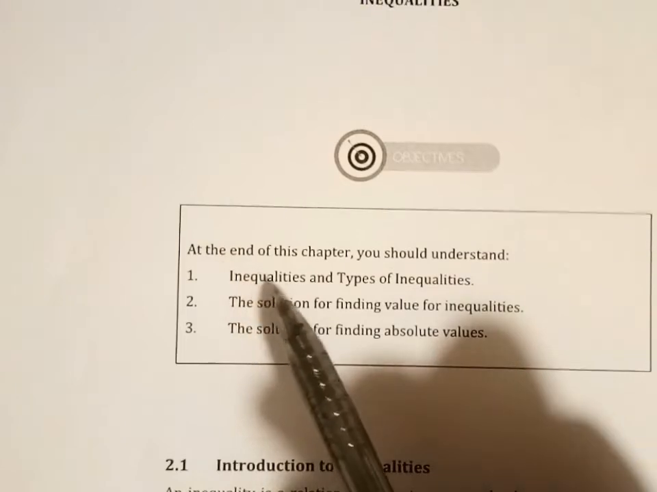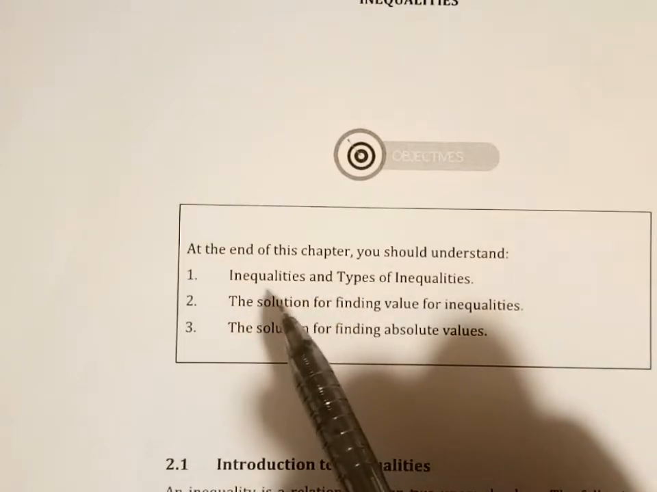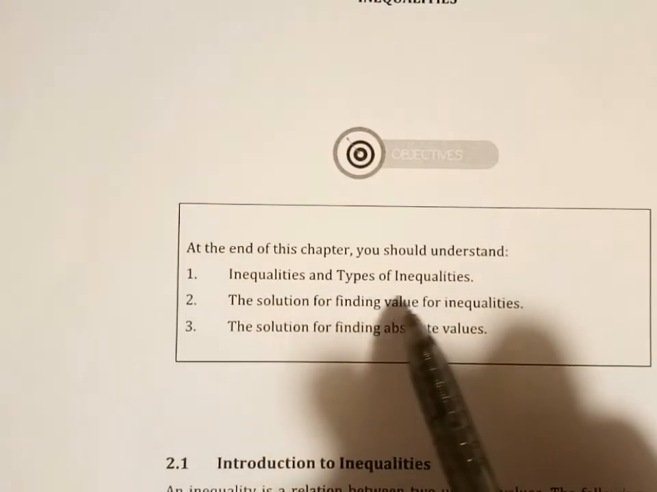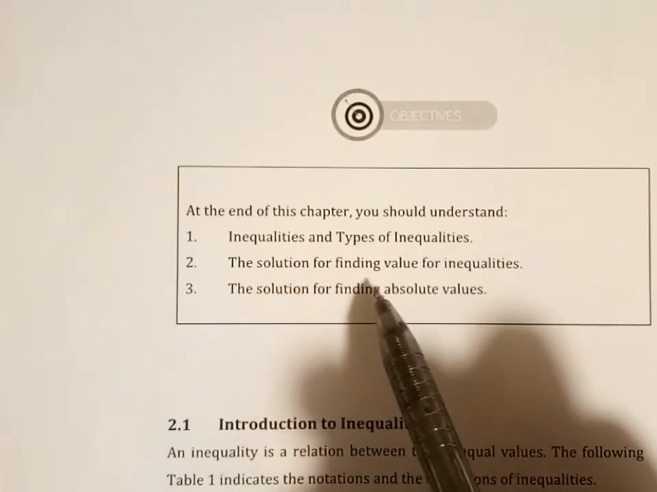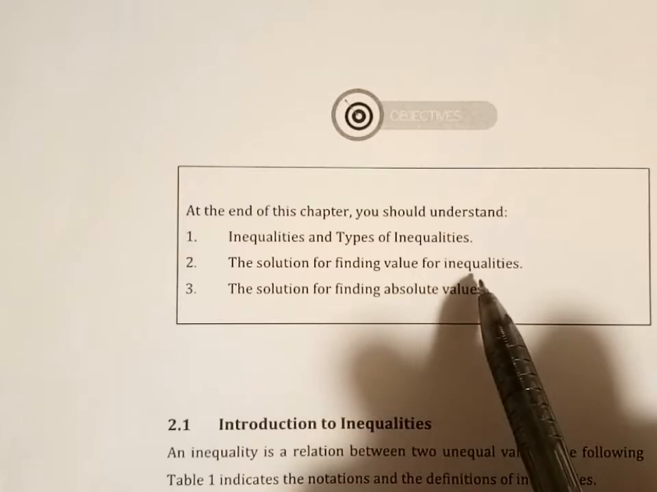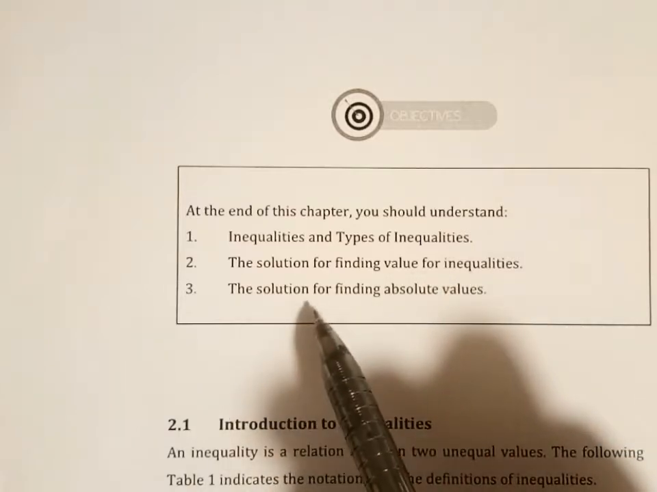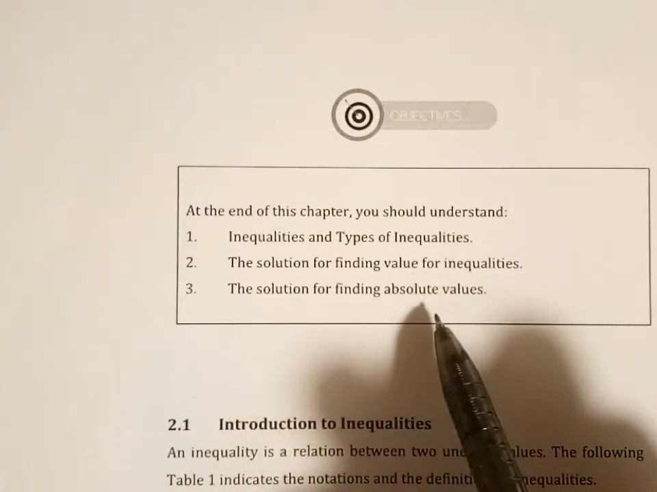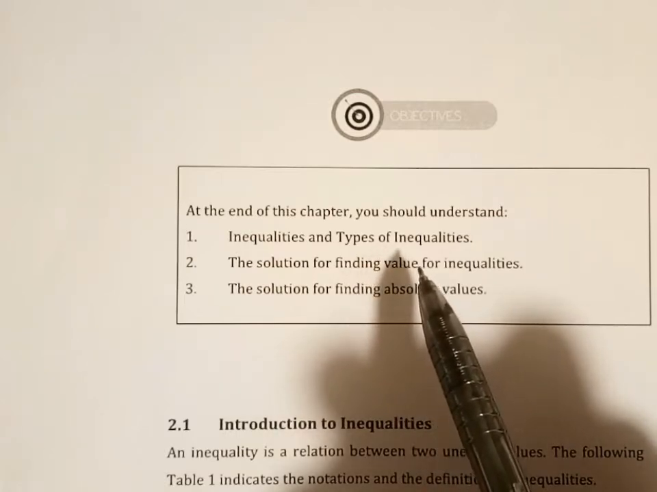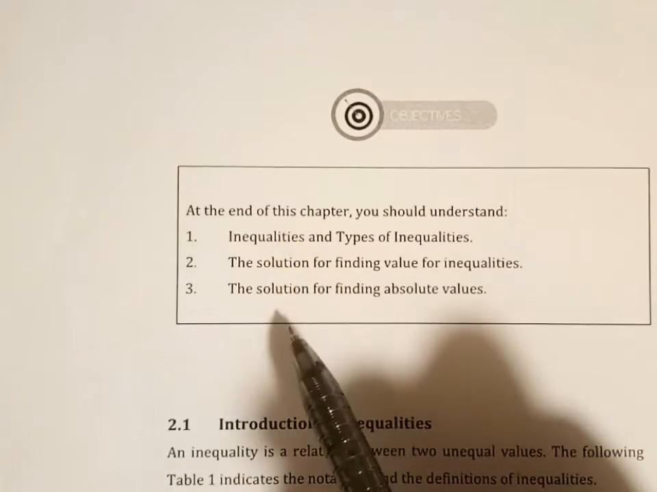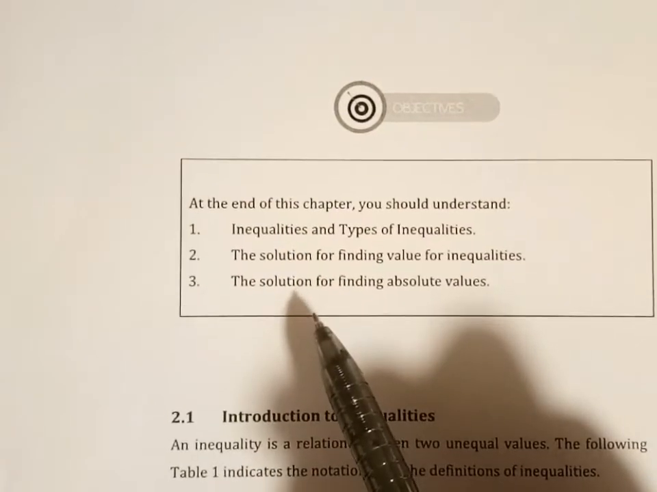Okay, so at the end of this chapter, you should be able to understand inequalities and the different types of inequalities, the solution for finding values for inequalities, and last one is the solution for finding absolute values. So at the end of the topics, we are able to understand these three subtopics.